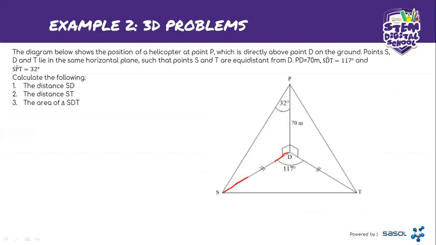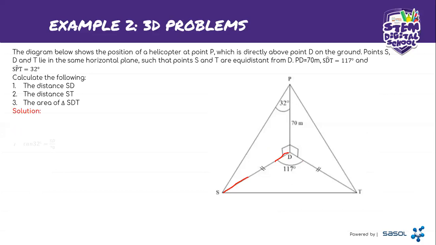Why? Because you can see that we have an angle there and we have a side there. It's not going to be possible to use the triangle SDT, because we only have an angle there, so it's not going to be possible for us to calculate that side. Let's see how we calculate that.